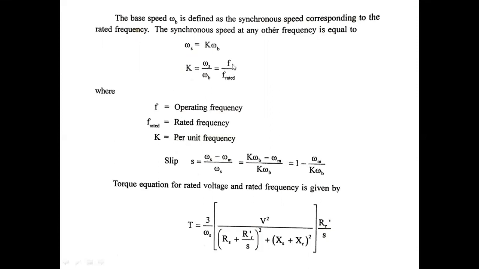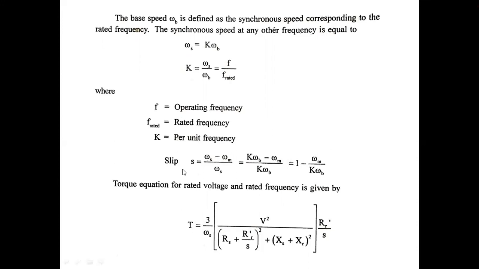If f is equal to f rated, then you get k equal to 1. That we say is the base operating frequency: the operating frequency of the induction motor is equal to the rated frequency. This is called the rated operation of the induction motor when these two are equal. If f is less than the rated frequency, that is called low frequency operation. If f is greater than the rated frequency, then we say it is high frequency operation.